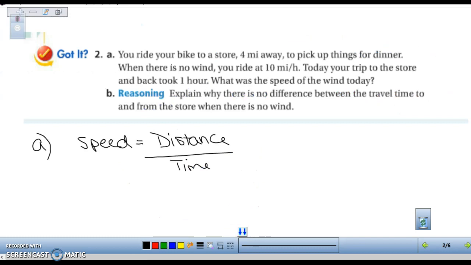Number 2 says you ride your bike to a store that's 4 miles away. When there's no wind, you can ride your bike at 10 miles per hour. However, today your trip to the store and back took 1 hour. So we need to see what the speed of the wind was today.